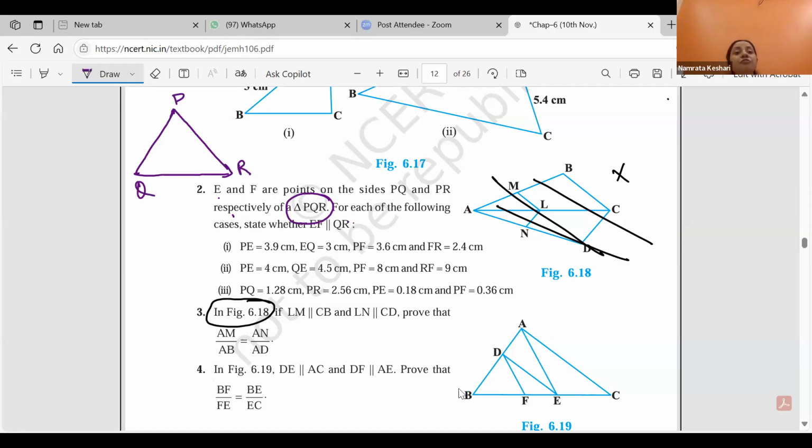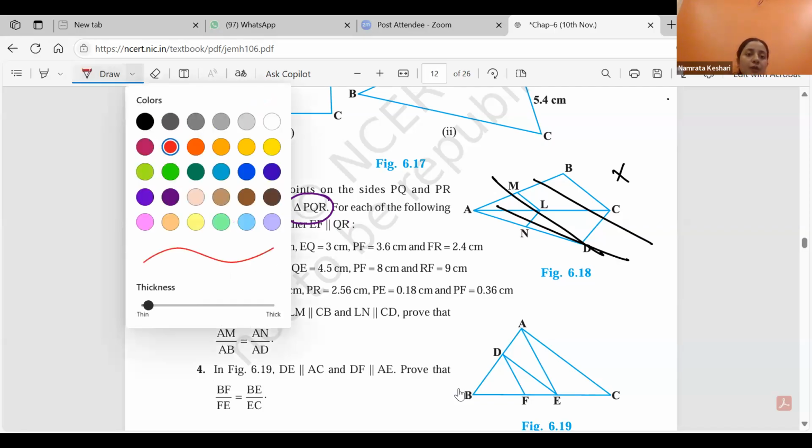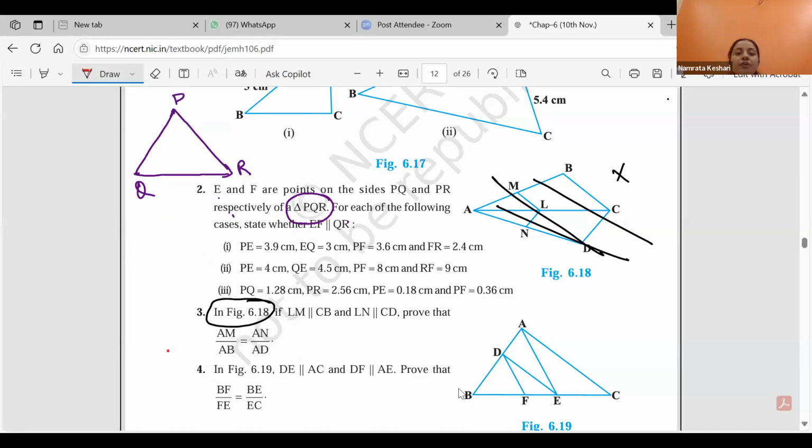Now let's read from the very beginning. E and F are points on the side PQ and PR respectively, of triangle PQR.